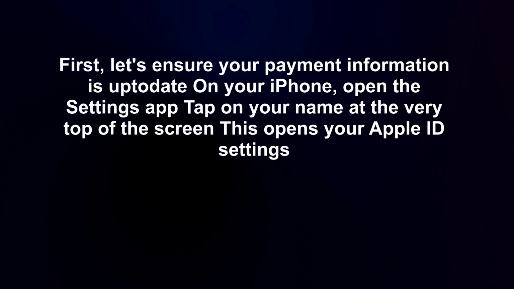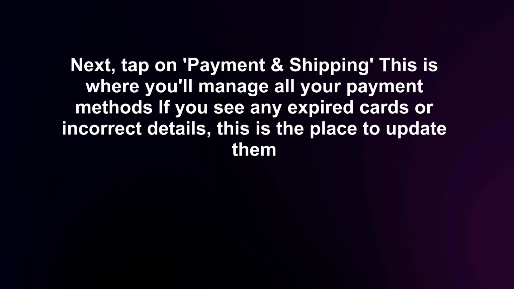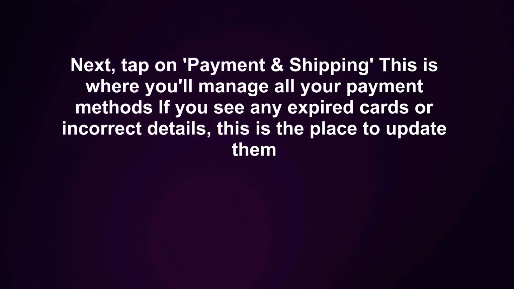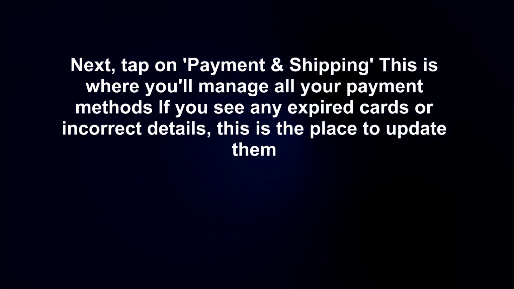Open the Settings app, tap on your name at the very top of the screen. This opens your Apple ID settings. Next, tap on Payment and Shipping. This is where you'll manage all your payment methods. If you see any expired cards or incorrect details, this is the place to update them.